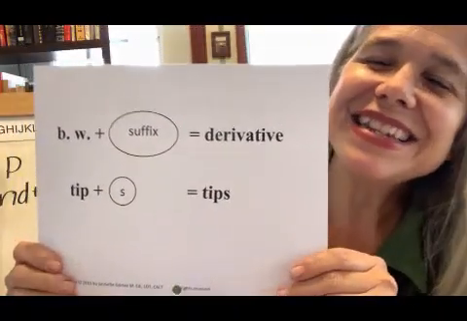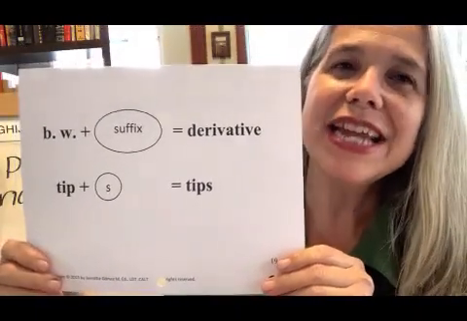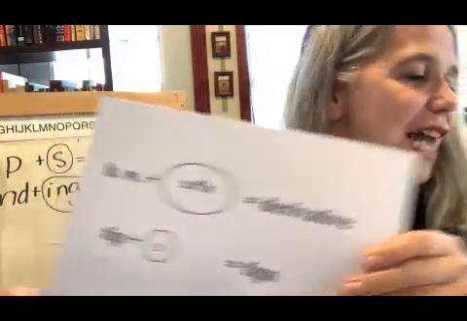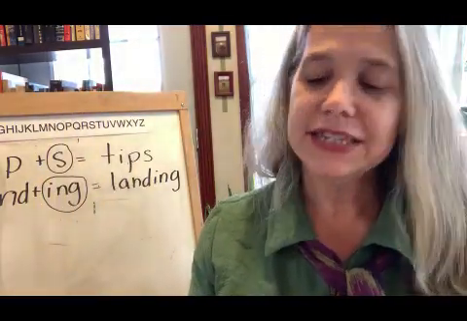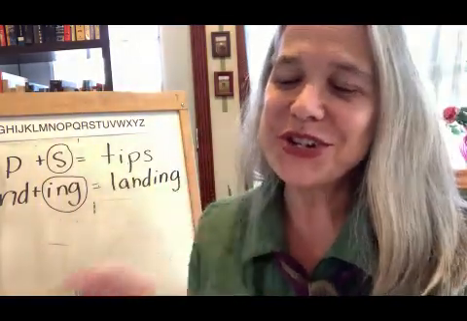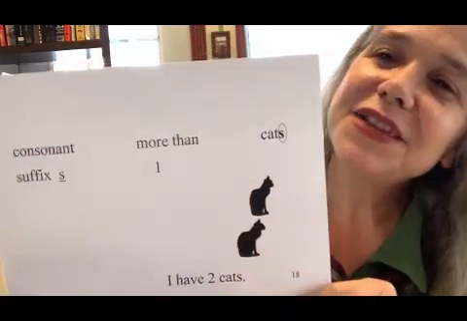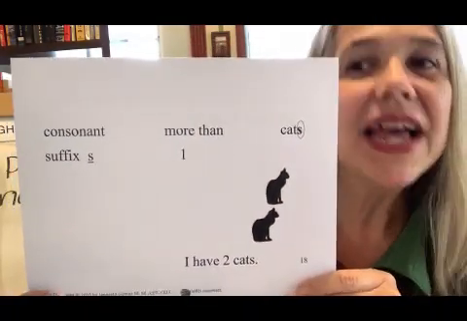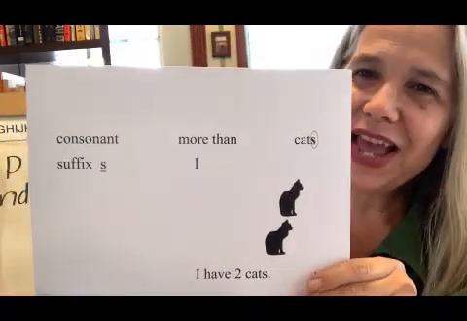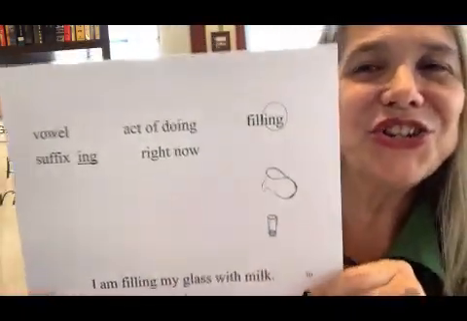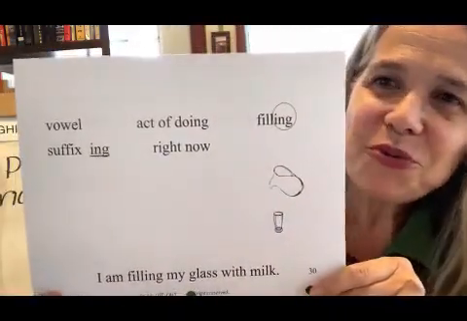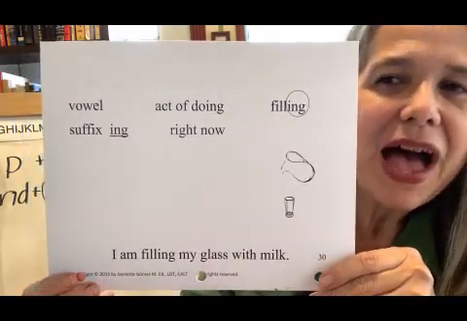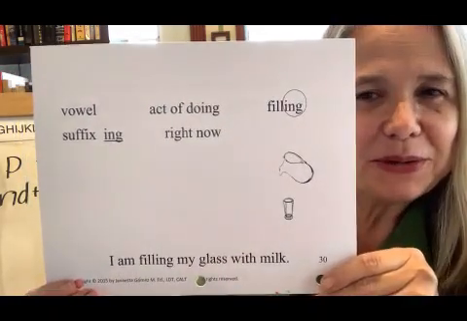Base word plus a suffix is called a derivative. Today we're going to review all the suffixes we have learned, which are just two. We know consonant suffix S means more than one. Cats. I have two cats. And we know vowel suffix ing, the act of doing right now, filling. I am filling my glass with milk.